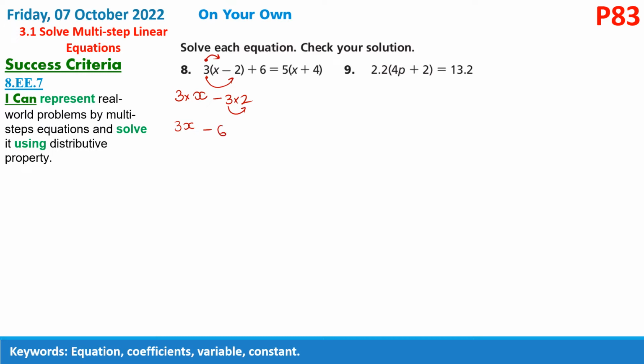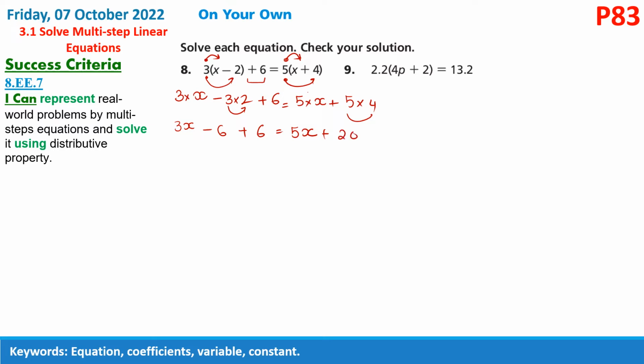Then there is plus 6 here, right? So I wrote here plus 6. Equals. Now multiply 5 times x. Okay, so 5 times x. Then this plus 5 times 4. So write here 5 times 4. So 5 times x gives us 5x, plus 5 times 4 gives us 20.